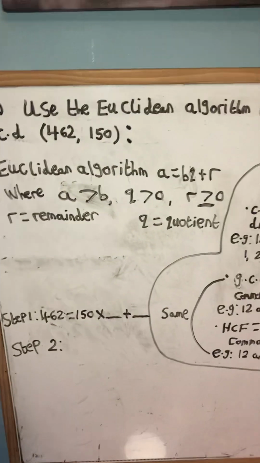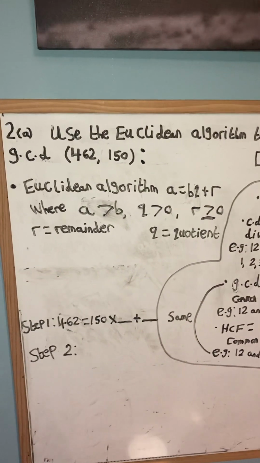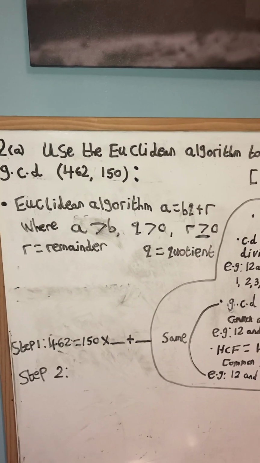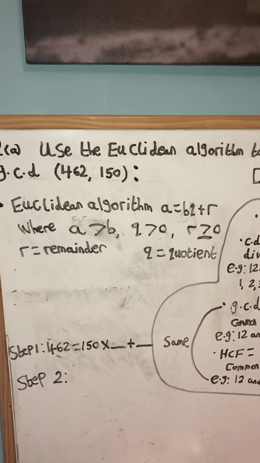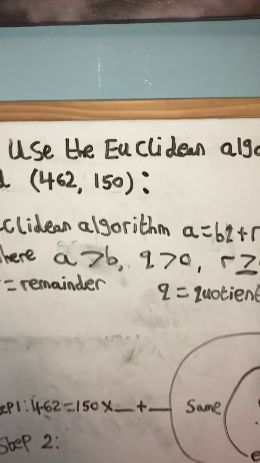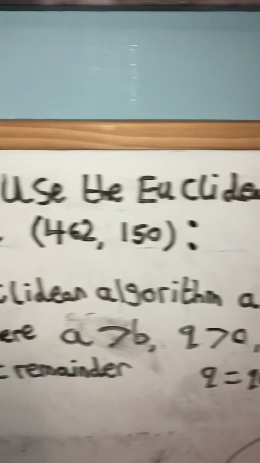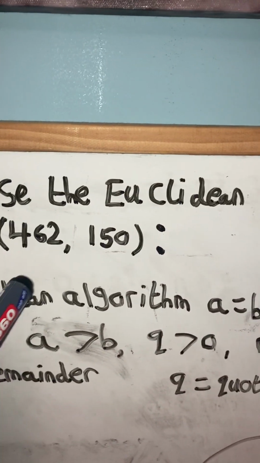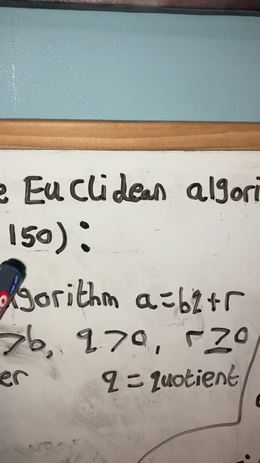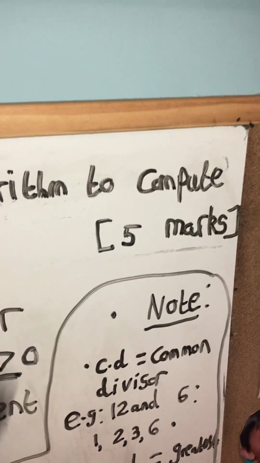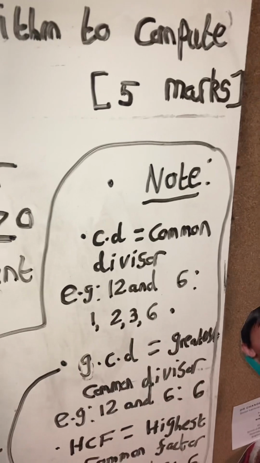Okay, hello to everybody. In this video we'll be taking a look at how the Euclidean algorithm works. The question says: use the Euclidean algorithm to compute the GCD of 462 and 150. There'll be 5 marks in an exam. Some important things to note.